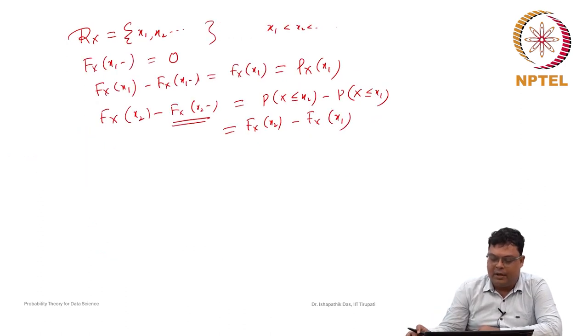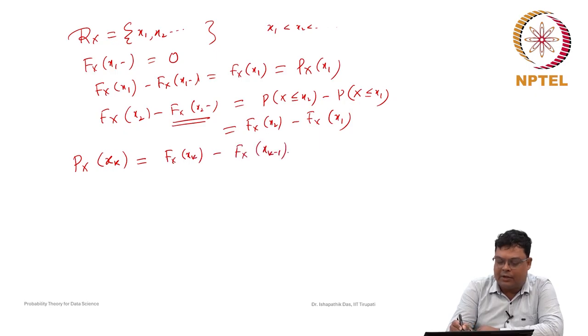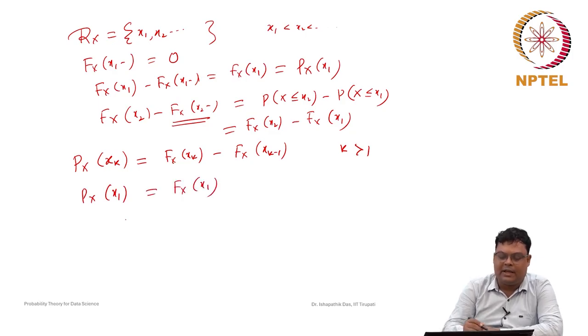So, the probability mass function satisfies P(X = xk) is nothing but F_X(xk) minus F_X(x_{k-1}) whenever k is greater than 1. Otherwise, whenever k is 1, it is nothing but F_X(x1). So, basically it is taking the cumulative sum. If you know the cumulative distribution function, you can find the probability mass function using this.